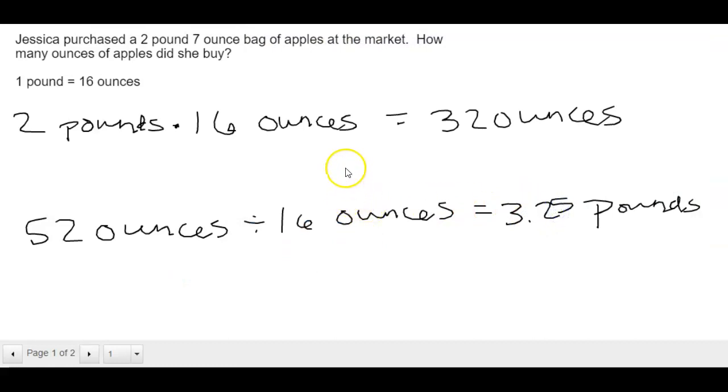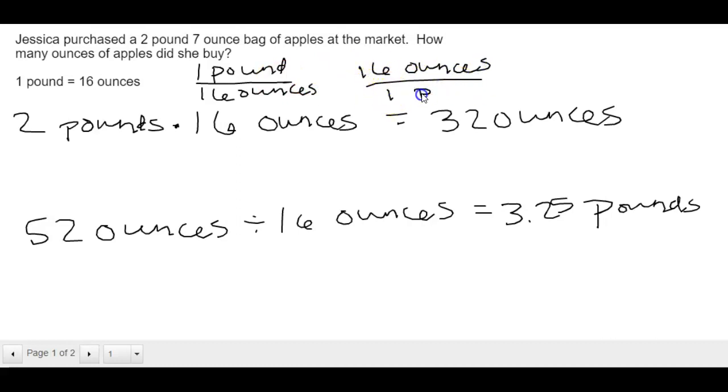Now, what if you can't figure out if you're going to need to multiply or divide? There's a second method where we treat this as a fraction. This 1 pound compared to 16 ounces, we could write it as 1 pound over 16 ounces, or 16 ounces over 1 pound. We don't know which one we should use until we look at what we're trying to convert.